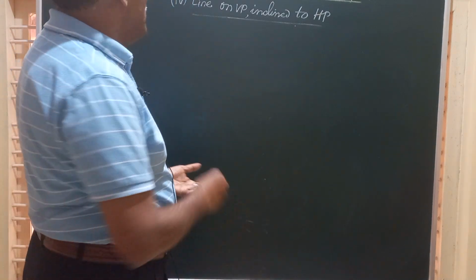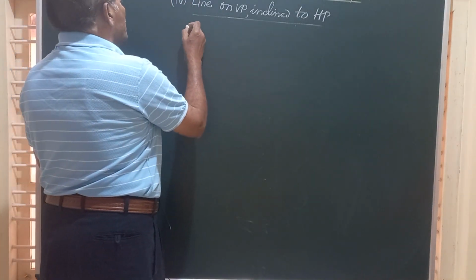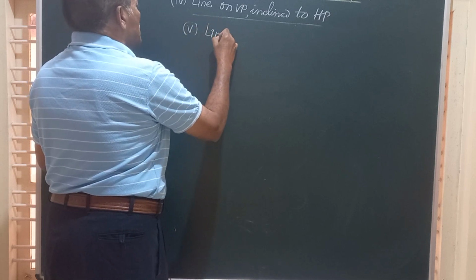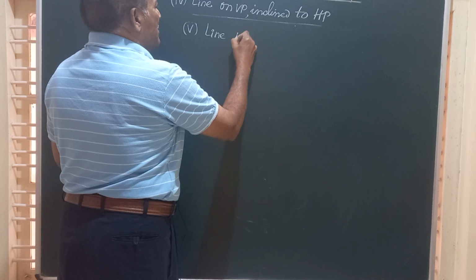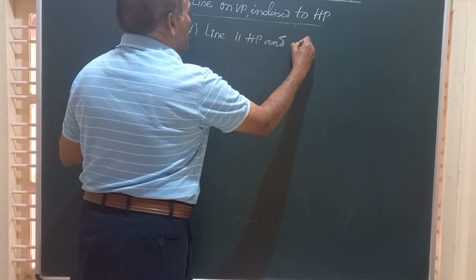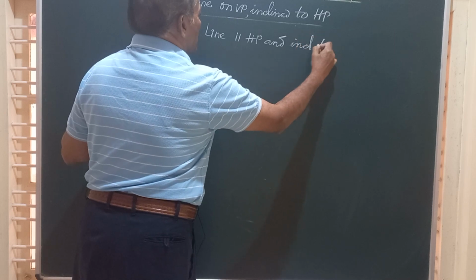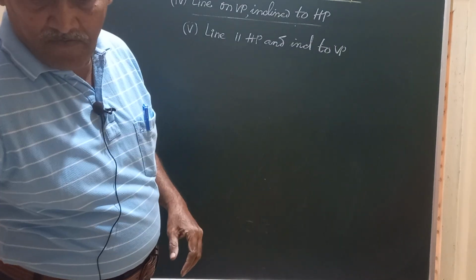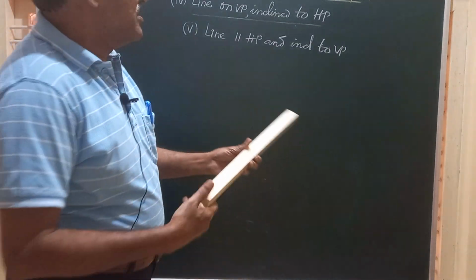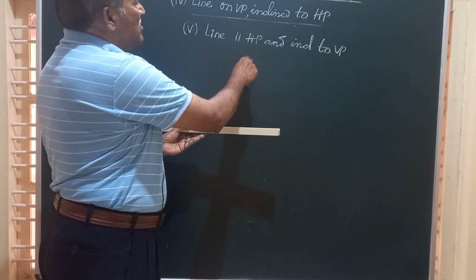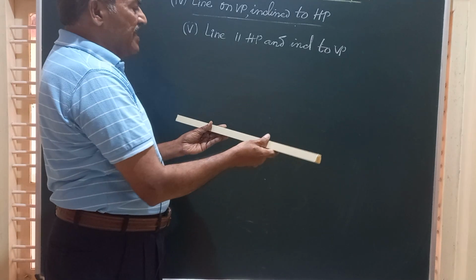Let's move on to the fourth case. Case number 5, sorry. Line parallel to HP and inclined to VP. You have got a line, say some length, say 90 millimeter. It is, line is, you can say on this side, you have got a line here.